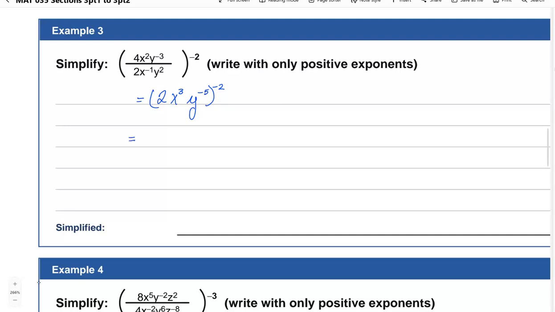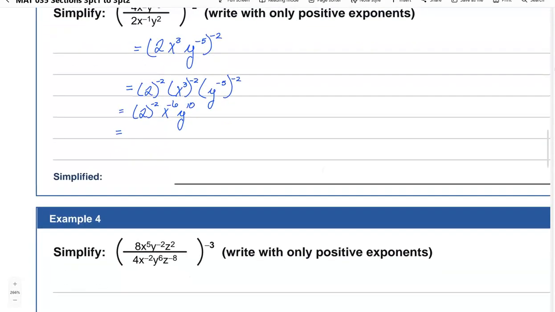So now we're going to distribute that negative 2 power to all those terms. So I'm going to have 2 to the negative 2 power, x cubed to the negative 2 power, and y to the negative 5 to the negative 2 power. I'm going to leave the 2 to the negative 2 like that for now. When we use our power to a power rule, we're going to get an x to the negative 6 because we're going to multiply. Y to the negative 5 to the negative 2 is going to become y to the 10th.